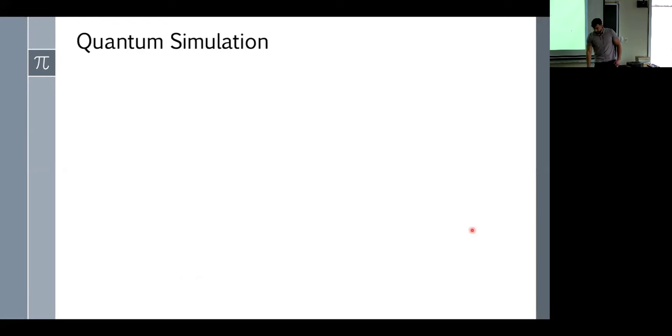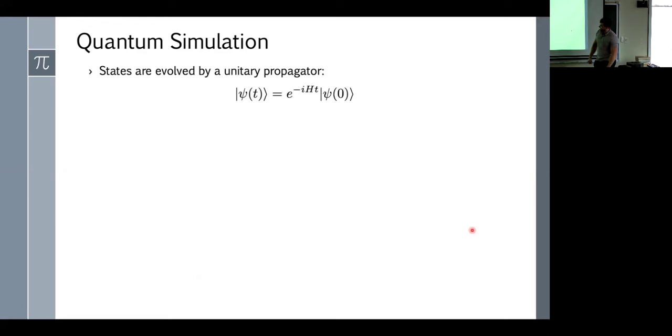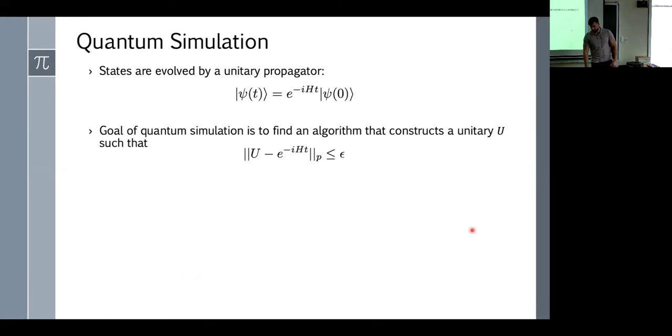All right, so just briefly, quantum simulation. So we all know from quantum mechanics that states are evolved by a unitary propagator, and in the talk, all operators you can write down are going to be time independent. And then the goal of simulation is to find an algorithm that constructs some unitary, so we can get an epsilon-close approximation to this propagator in the case of simulating Hamiltonians.